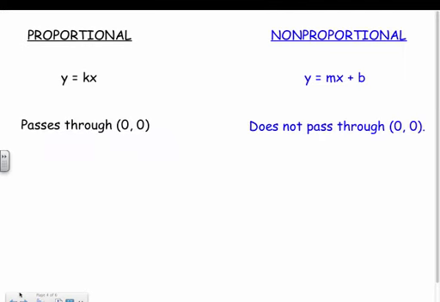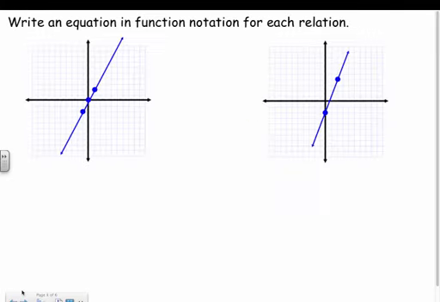So what do we notice is the difference between these two? Proportional, there is no y-intercept, right? There is no plus b. And instead of using m for slope, we just use k for the direct variation, the constant of variation. And that's the only difference. They're really kind of the same thing. One passes through the origin, the other one does not. That's all there is to it.